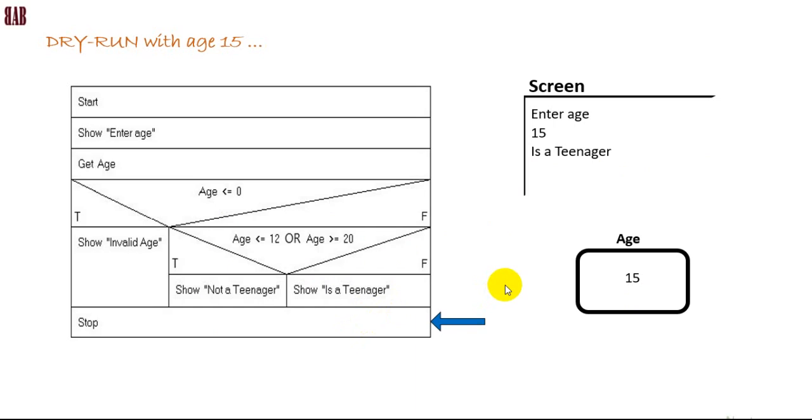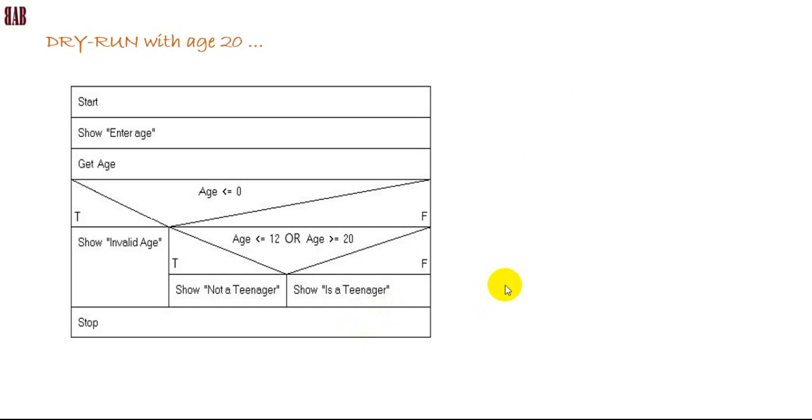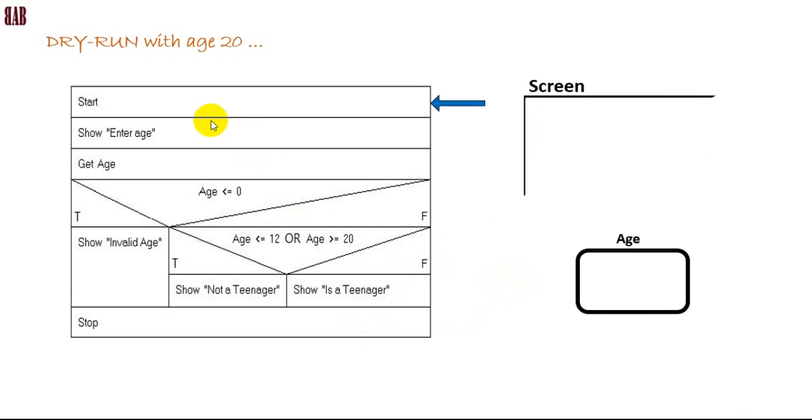Now let's try a bigger value than that, 20. 20 should be not a teenager, right? So let's see. Again, screen and the variable, when you start, enter age, displays on the screen. The user is seeing this and he's going to enter a value. So this time he's going to enter 20, accepted by the age. So this will become 20.